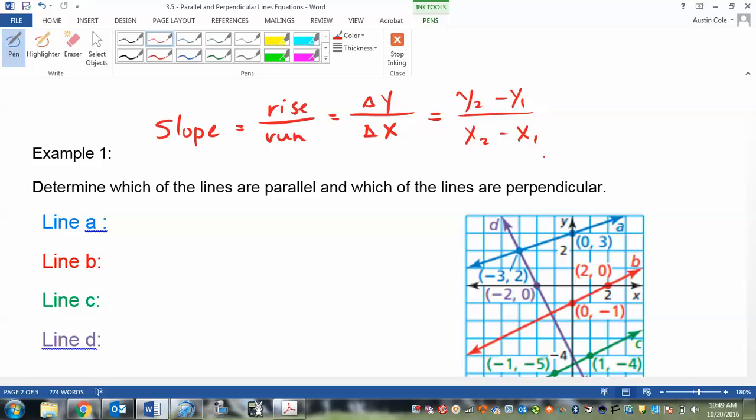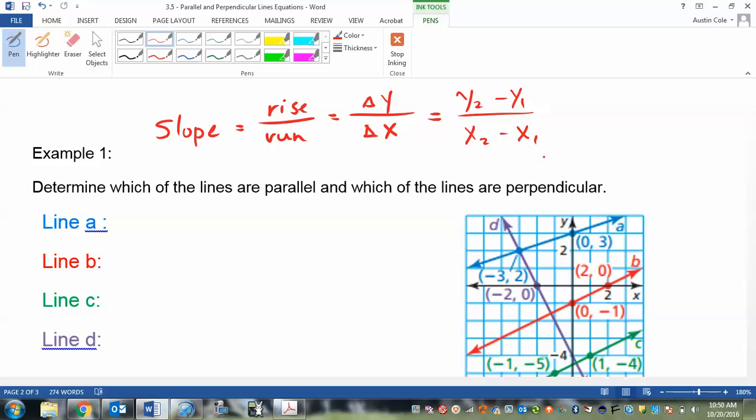Okay, so here's the deal. If we're given two coordinates on a line, we know they're coordinate points, we can calculate the slope. Now some people say, hey, Mr. Cole, why can't we just use the graph here and do rise over run like we did before? Well, that won't always be given to you. So you won't always have the graph to do that. In this problem, we do, but that won't always be the case, okay?